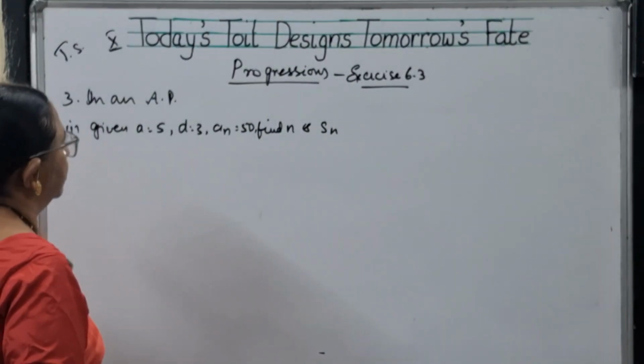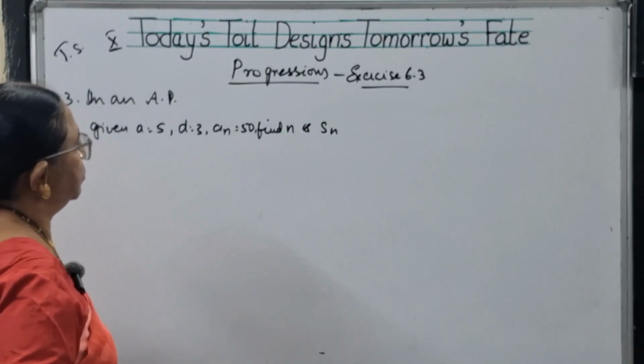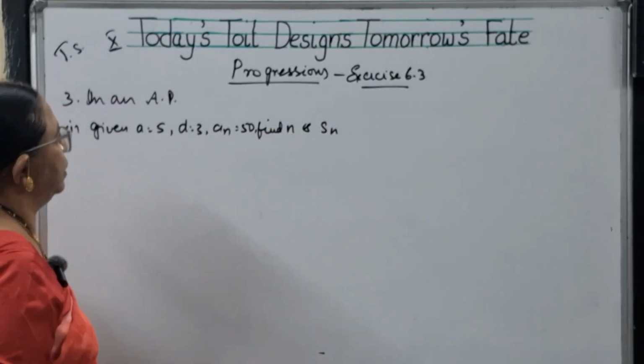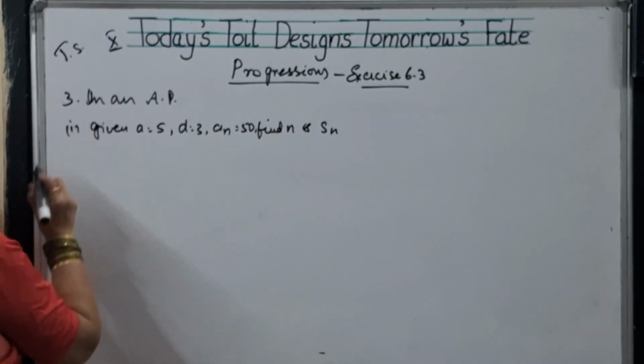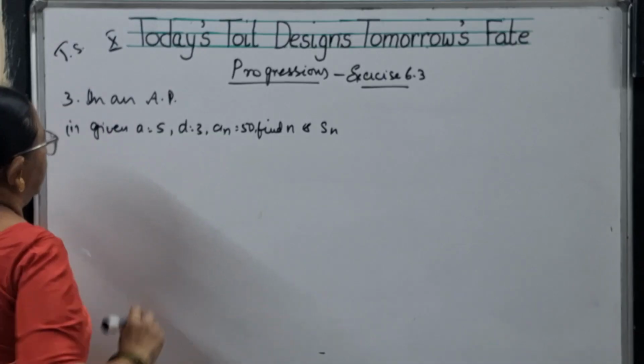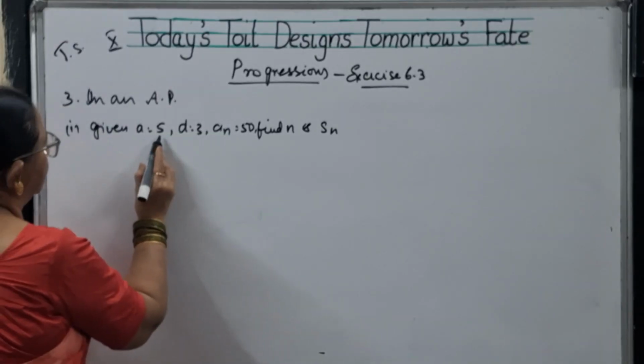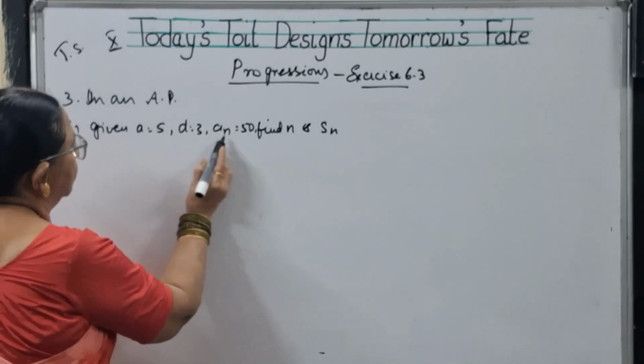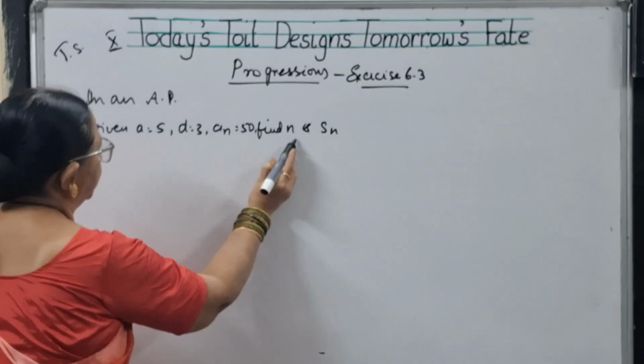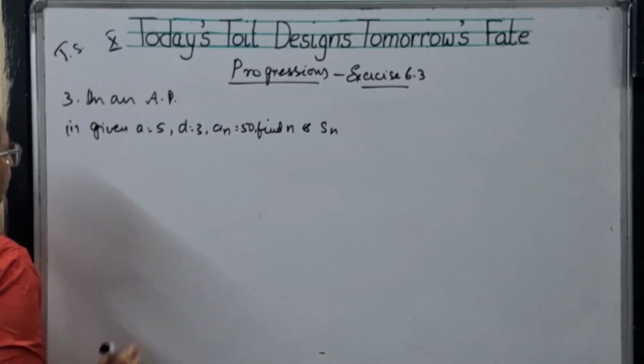Now I am dealing with progression, 10th class progression, exercise 6.3. Two problems I have already learned. Now third problem. In an AP, given a is equal to 5, d is equal to 3, an is equal to 50, find n and Sn.